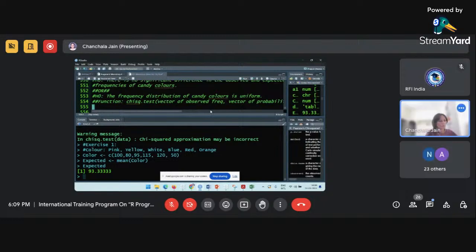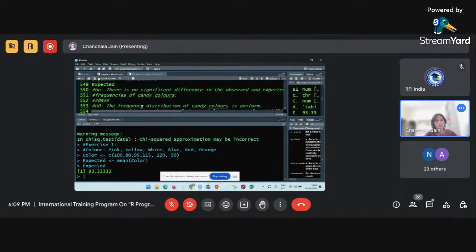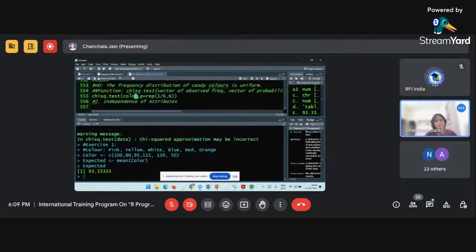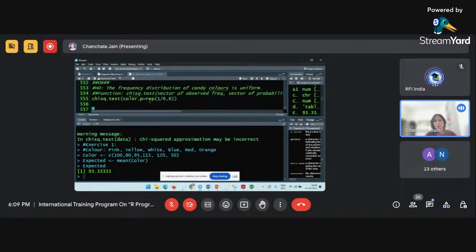So now here I have written this way of writing the chi-square test. You can see what I did. I have written chi-square dot test. The first parameter is your vector of observed frequency, which we have defined here. This is the color vector, so I have passed here the color. Then I have passed the second vector of probability.